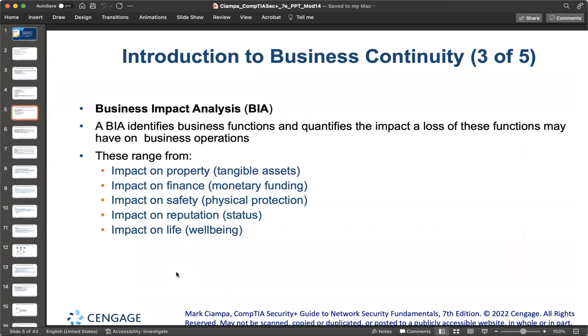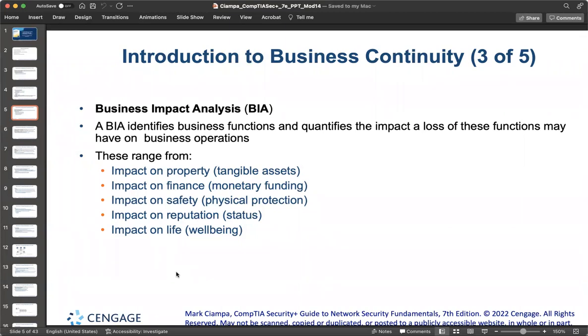These range from impact on the property. Those could be tangible asset impacts, right? A wall is broken, a computer is blown, a screen is broken, stuff like that. Impact on the finance, monetary funding. This can also be taxes and lawsuits and legal losses and all that.